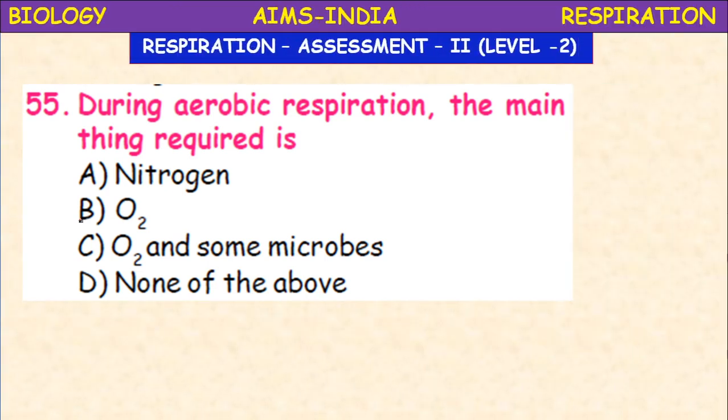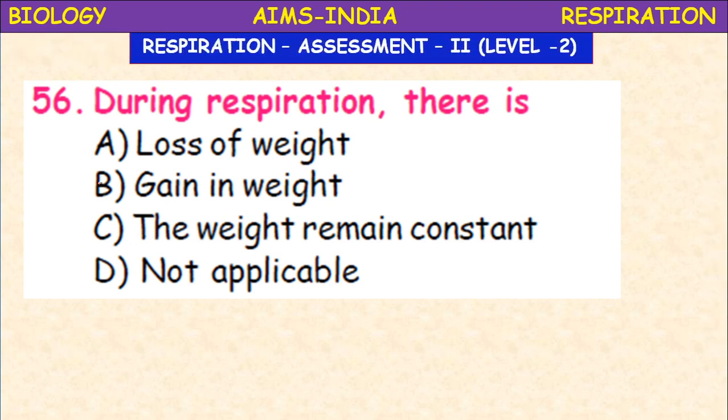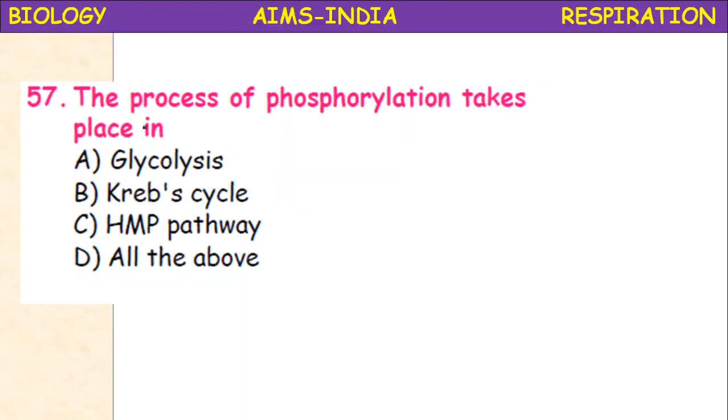During aerobic respiration, the main thing required is nitrogen, oxygen, some microbes, none of the above. Aerobic respiration means oxygen is required, B. During respiration, there is loss of weight, gain in weight, the weight remains constant, not applicable. So there is a loss of weight. It is a catabolic process. Substrate is broken down, so loss of weight.